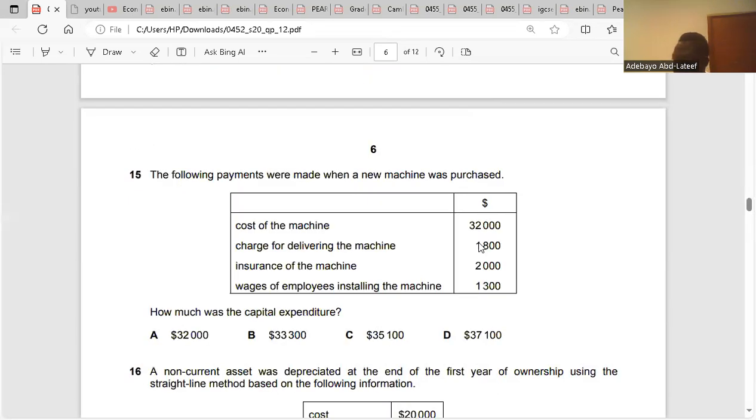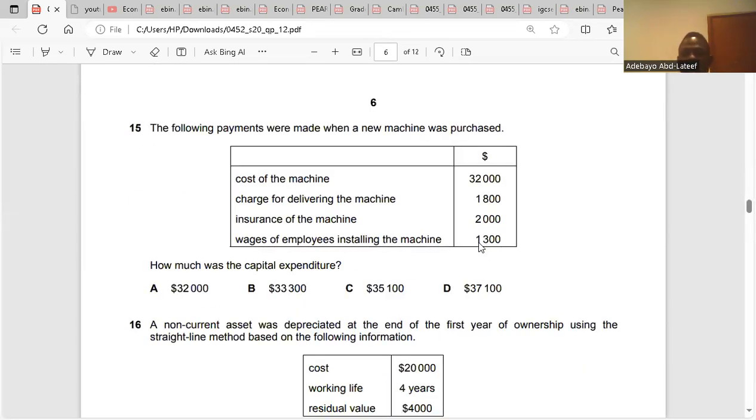Question 15. Are you with me, please? The following payments were made when a new machine was purchased. Purchasing a new machine is capital expenditure. When you purchase a non-current asset, it is considered capital expenditure. So what are the items that will be considered capital expenditure here? We have the charge for delivery of the machinery, that is carriage inward. It's part of it. The machine is there, and the cost of transportation is part of capital expenditure.